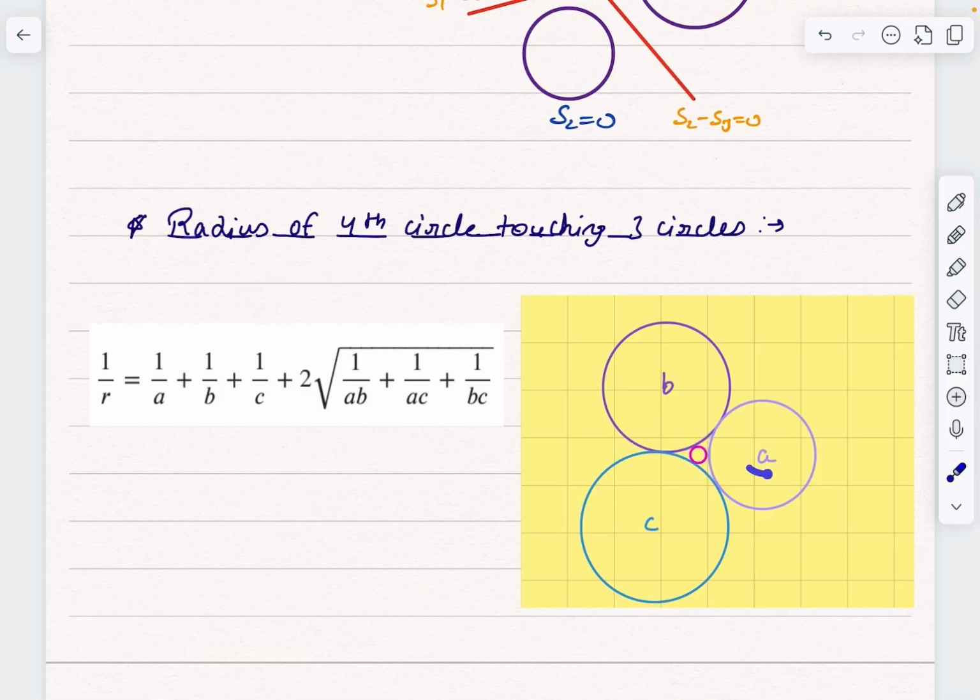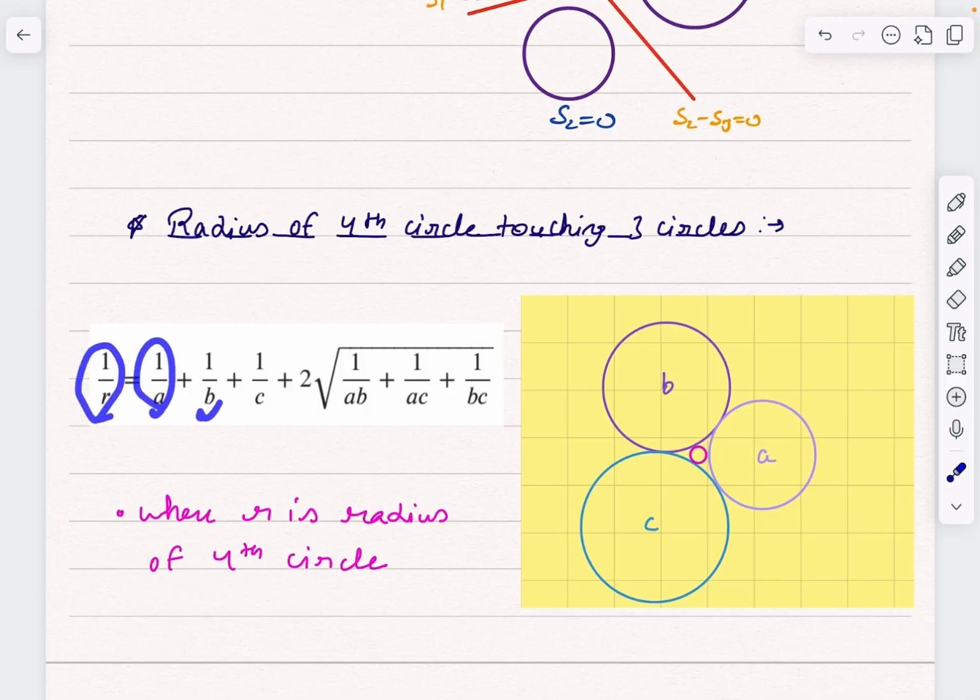So if the radii of these three circles are A, B, C, and R is the radius of the fourth circle, we have this relation: 1 by R will be 1 by A plus 1 by B plus 1 by C plus 2 times root of (1 by AB plus 1 by AC plus 1 by BC). Okay, no need to go into proof and all. If they ask this kind of thing, you can directly answer this.